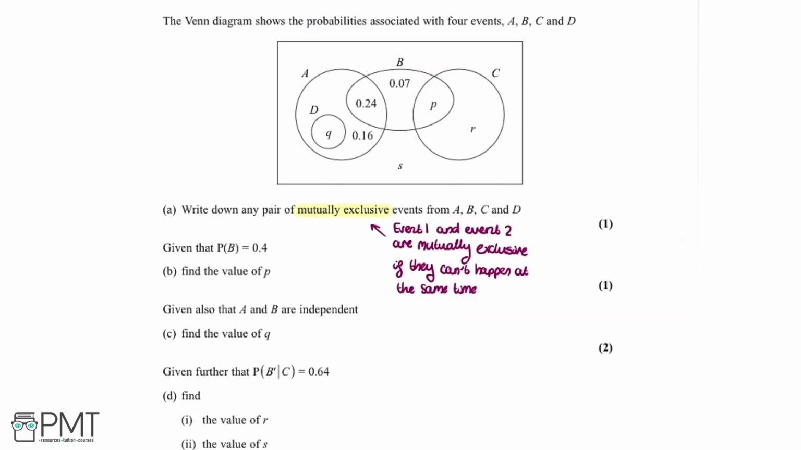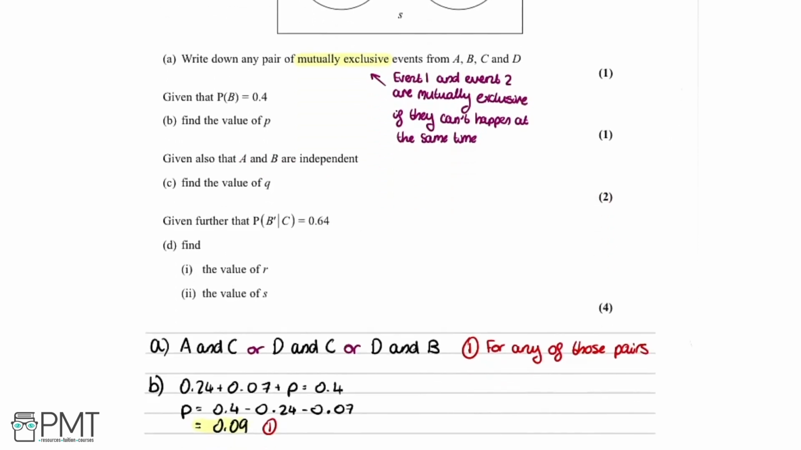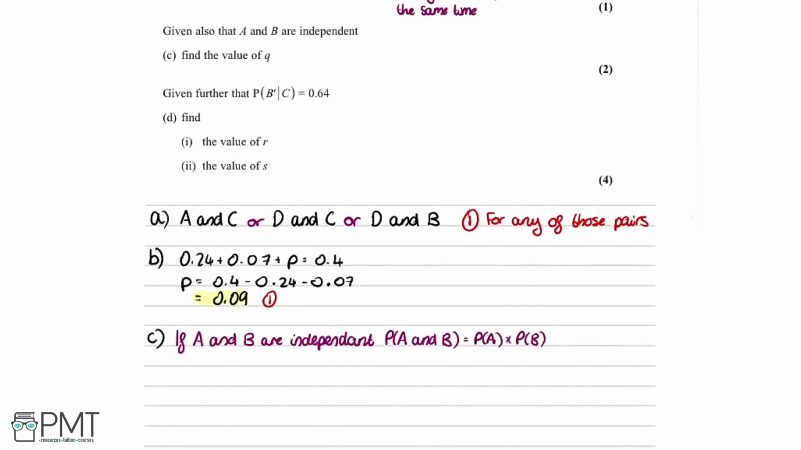So moving on to part C now, we're given that A and B are independent. And part C says we need to find the value of Q. This is for 2 marks. So we can use the fact that if A and B are independent, the probability of A and B is the probability of A multiplied by the probability of B. And because it says in the question that A and B are independent, we know that this must be true. So we know the probability of A and B.